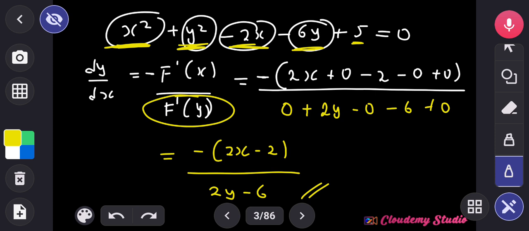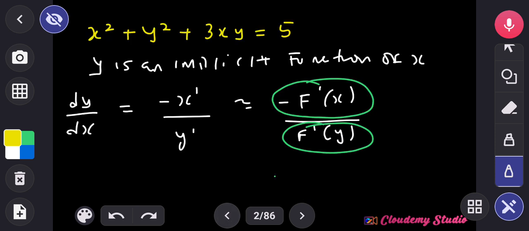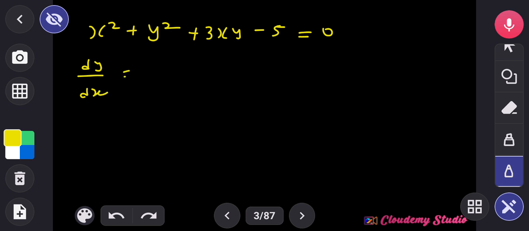So let us take an example. We now want to use this particular one as an example. Let us say we have x squared plus y squared plus 3xy equals to 5. I can bring this 5 to the back and I'll be having minus 5 equals to 0. So the same thing, dy upon dx equals to minus f prime of x divided by f prime of y. You understand?